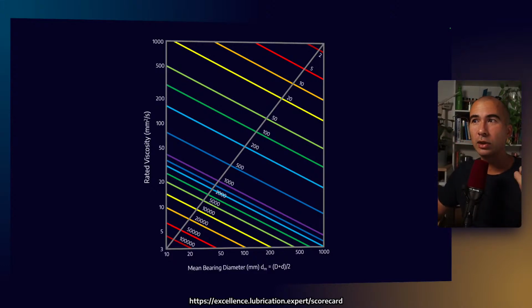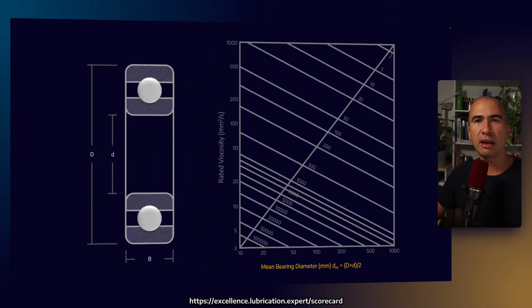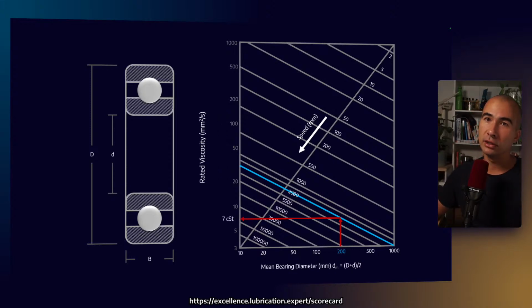Okay, in this instance, now we're going to talk about rolling element bearings. And the way that you might select the viscosity for a bearing, there are a number of different ways. This is, I think, the SKF method. What you do is you calculate the mean bearing diameter. So it's the average diameter of the bearing between the outer and the inner race. And you would go along these lines of constant speed. So for example, if I had a mean bearing diameter of 200, we scroll up to a speed of 2000 RPM, scroll across, that means the rated viscosity is about 7 centistokes.